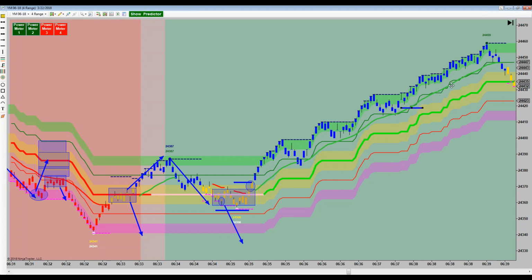Didn't get it. Didn't get it. Didn't get it. And then it got you right up in here. So if you typed in an S when you saw these bars form, you were right. This is where you would have got out.